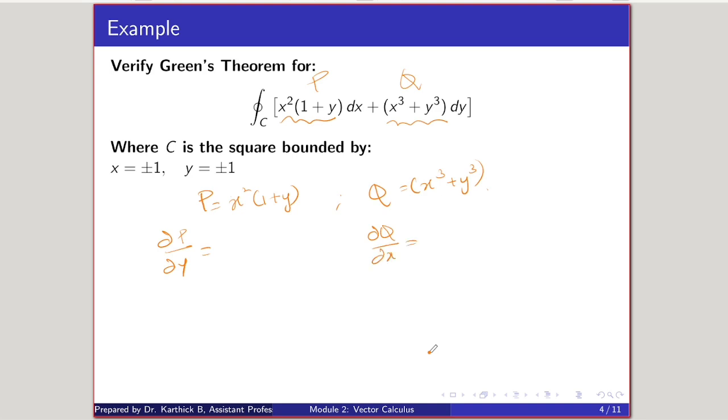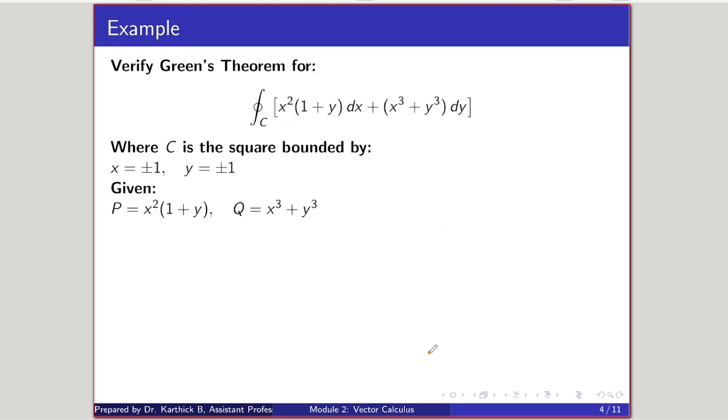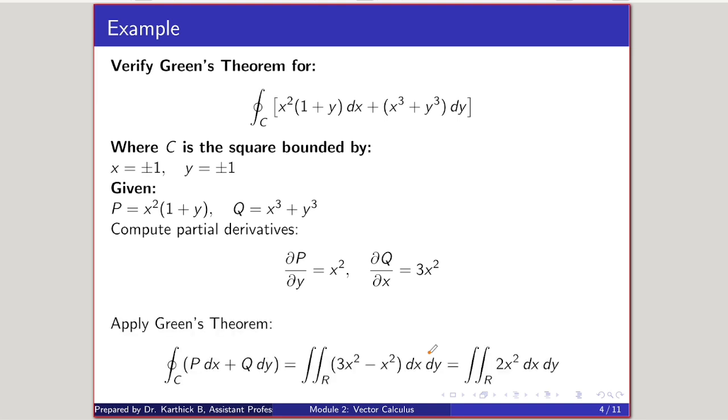If I differentiate p, which can be written as x square plus x square y, with respect to y, this term becomes 0 and here it will be x square. And if I differentiate q with respect to x, it will be 3x square. So we will find p and q from this and we will find the derivatives. Then we want to go for the evaluation.